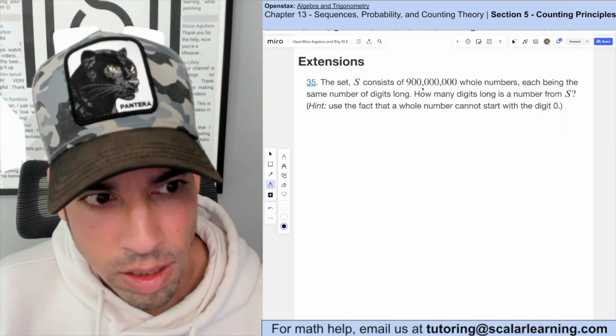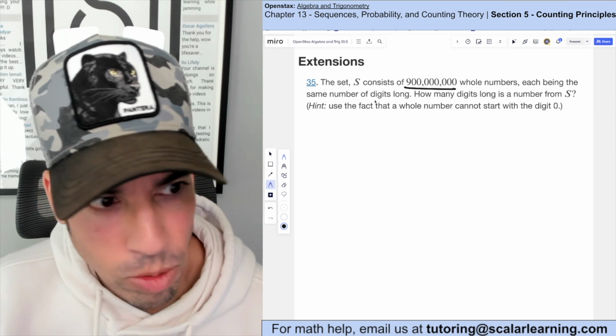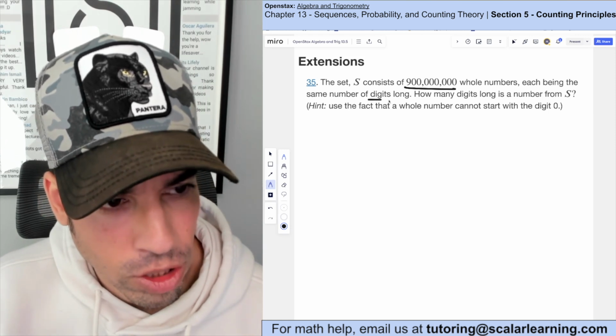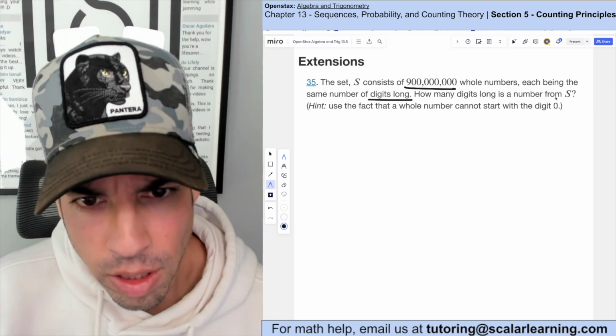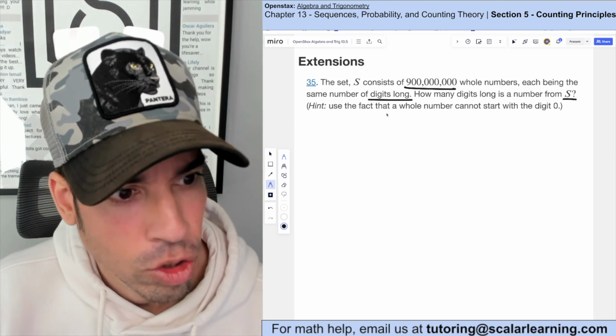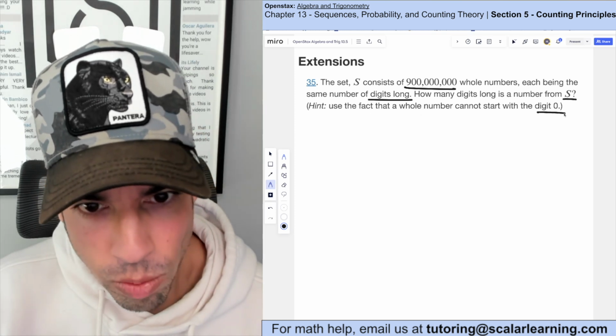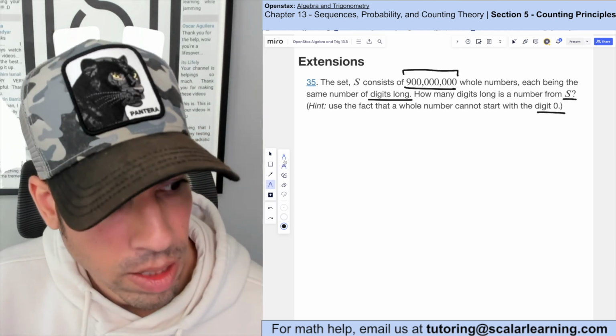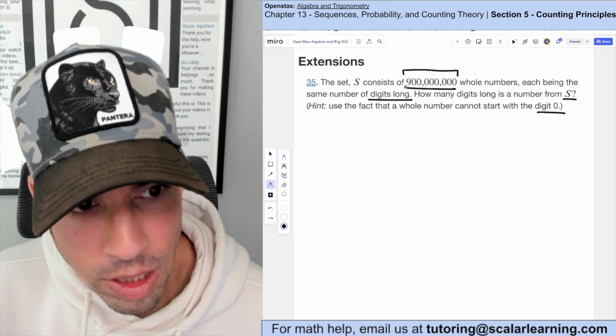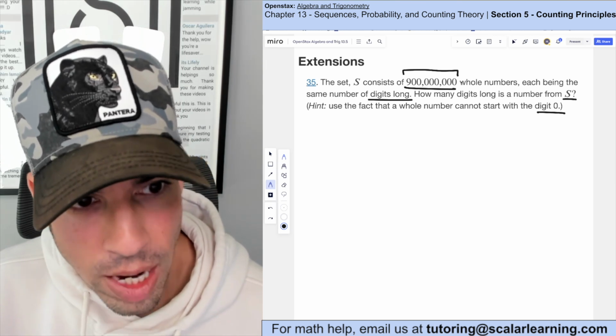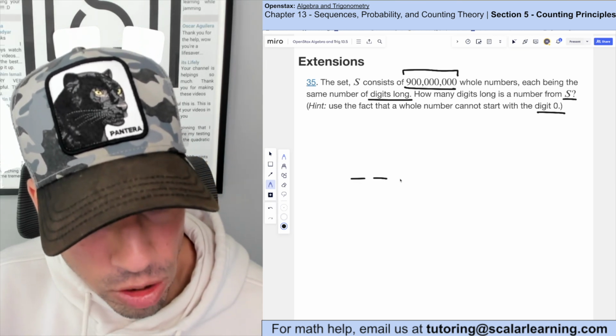The set S consists of 900 million whole numbers, each being the same number of digits long. How many digits long is a number from S? Use the fact that a whole number cannot start with the digit 0. So for this one, I'm going to say that the number of digits is actually going to be the same as this, right? So 900 million, we're going to have 9 digits. So let me show you why.